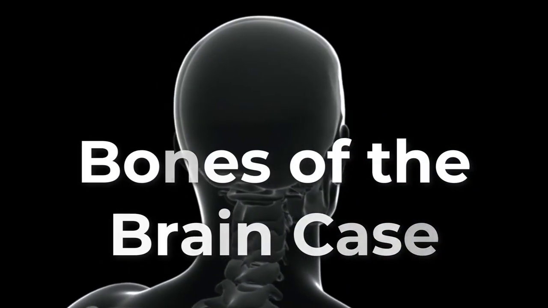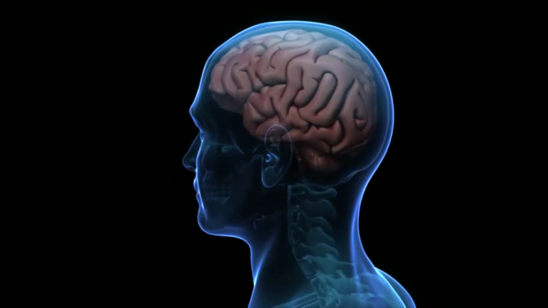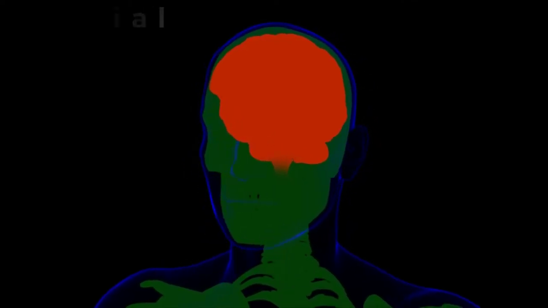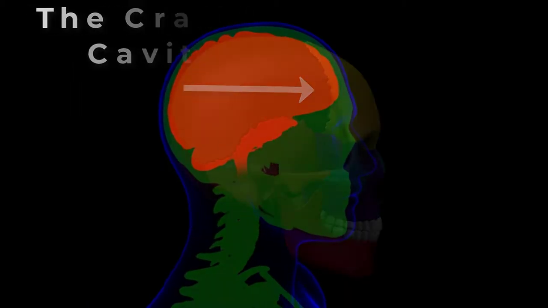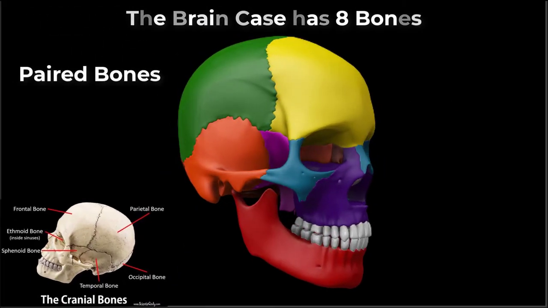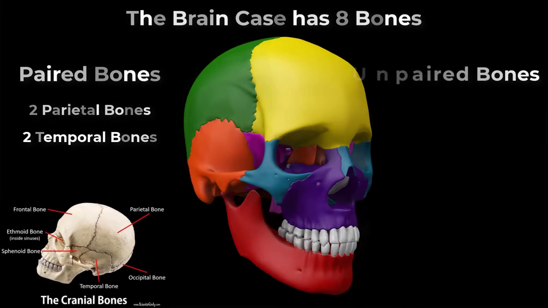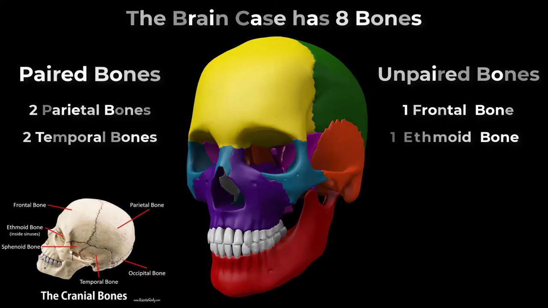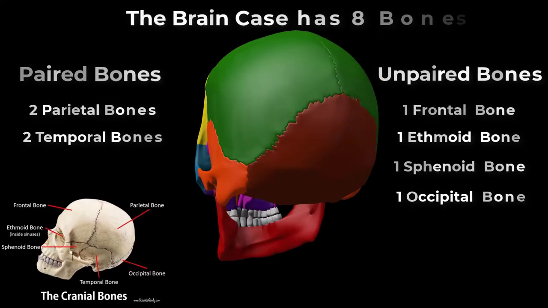Bones of the brain case. The brain case contains and protects the brain. The interior space that is almost completely occupied by the brain is called the cranial cavity. The brain case consists of 8 bones. These include the paired parietal and temporal bones, plus the unpaired frontal, ethmoid, sphenoid, and occipital bones.